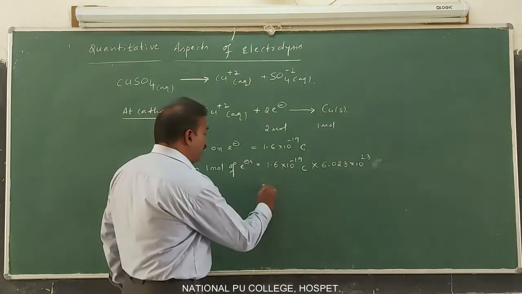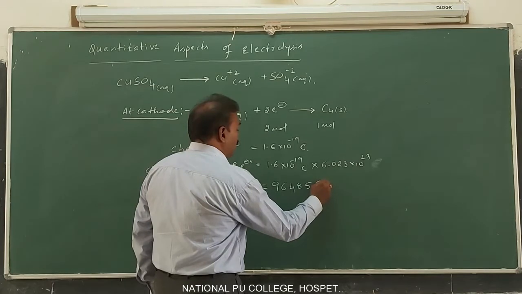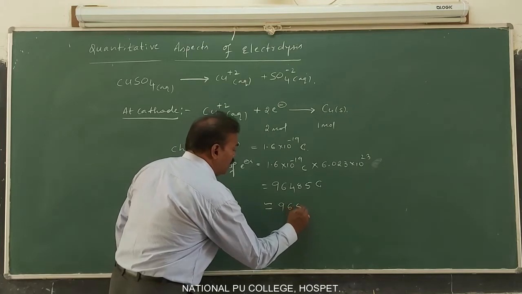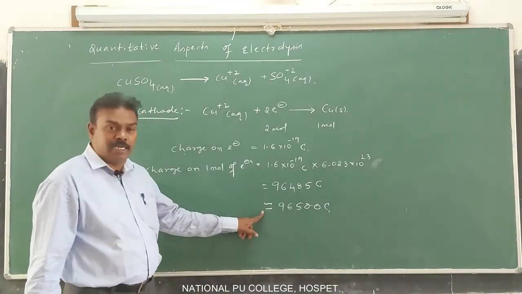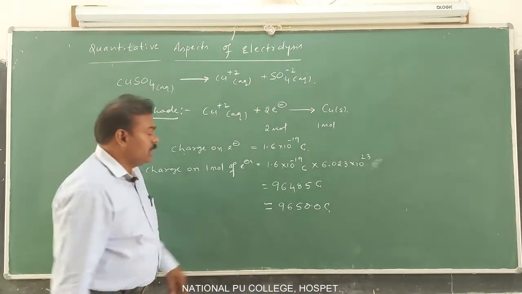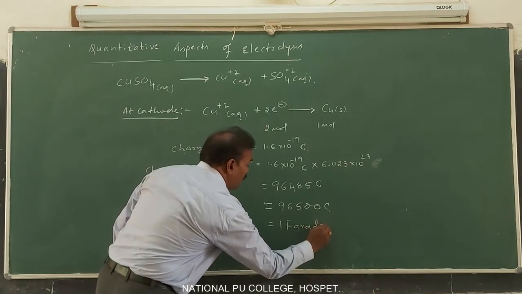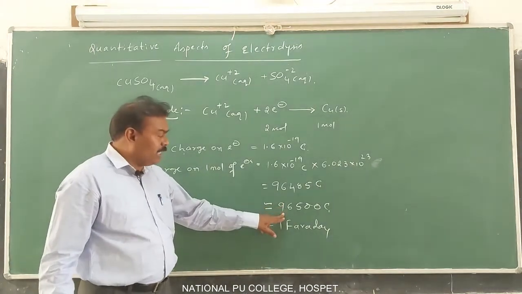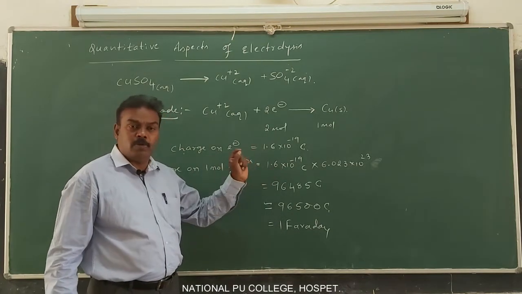So this will be equal to 96,485 coulomb. It is approximately equal to 96,500 coulomb. This is the value of the charge carried by 1 mole of electrons. This is equal to 1 Faraday of electricity. 1 Faraday means 96,500 coulomb. How is it obtained? It is obtained by this relation: the charge carried by 1 mole of electrons.